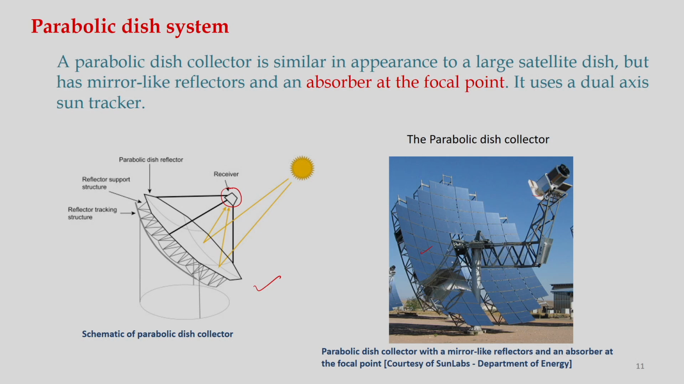So this is the receiver and this is the parabolic dish reflector. Solar radiation falls here, it is reflected to this point. Okay. So as you can see here, the reflector support structure is here and this tracking mechanism is here. So it has to track in 2 axis mode. Okay. And this figure shows the installation of a parabolic dish system.